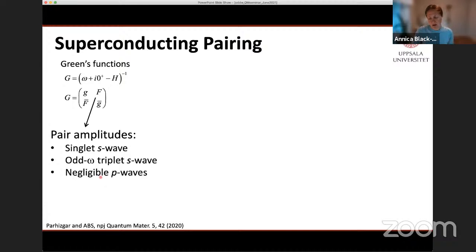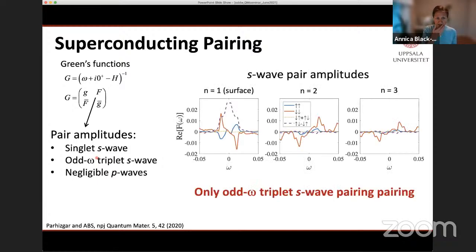It turns out that they are either prohibited by symmetry in each layer, or they are very small because they go in the direction of the junction. So they're very small. So I'm not going to show those. I'm just going to show these two because it's the only dominant ones we have in the system. And this is what it looks like.